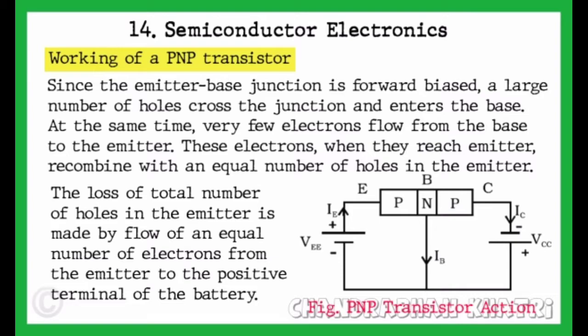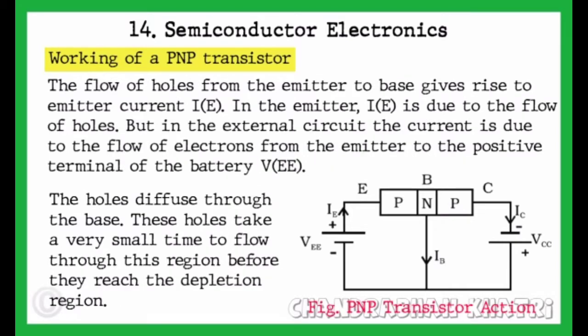The loss of total number of holes in the emitter is made up by the flow of an equal number of electrons from the emitter to the positive terminal of the battery. The flow of holes from the emitter to the base gives rise to the emitter current IE. In the emitter, IE is due to the flow of holes, but in the external circuit, the current is due to the flow of electrons from the emitter to the positive terminal of the battery VEE.